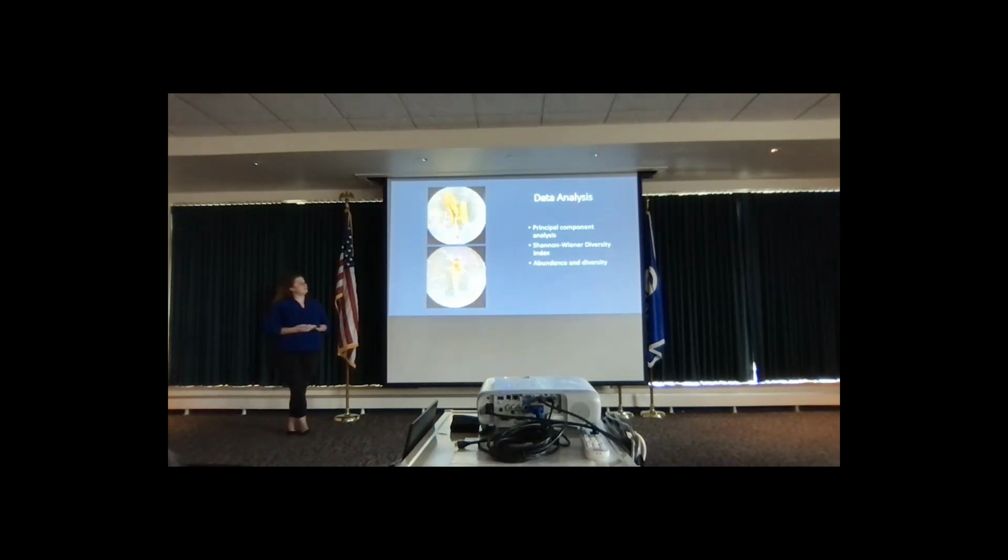For my data analysis, I ran a principal component analysis to analyze all of the variables collectively. Then the Shannon Diversity Index was also run so that we may look at the diversity between the sites from 2007 and 2021. And abundance and diversity was calculated overall just to have an idea of the ecosystem's health.